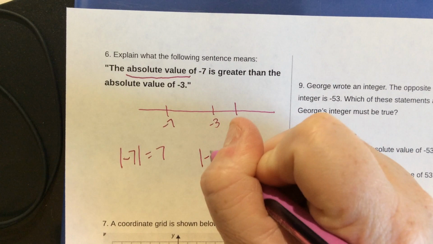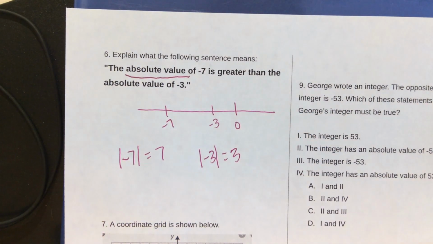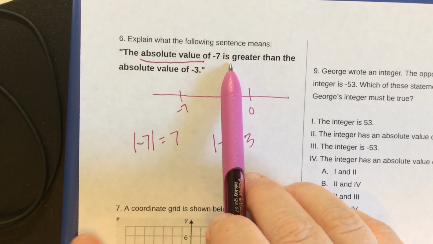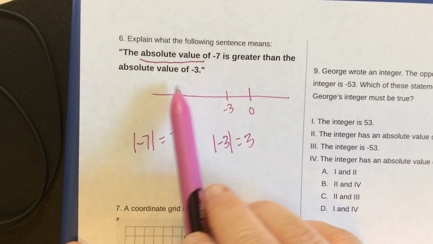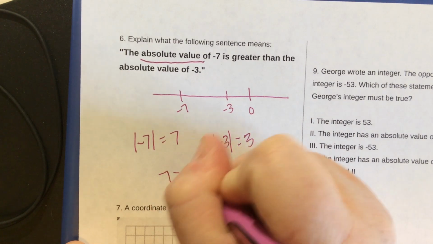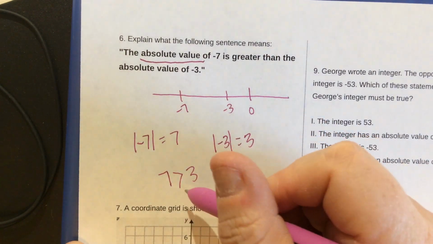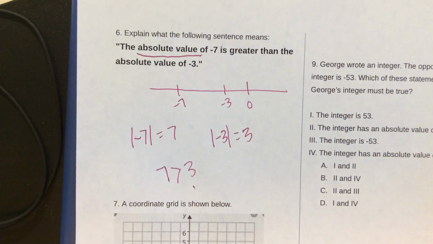What is the absolute value of -3? It's 3 because that number is 3 spaces from 0. So when we say the absolute value is greater, we did this in a warm-up this week, it means it's farther from 0. 7 is greater than 3. 7 is farther from 0 on the number line. Okay, a greater absolute value means farther from 0.